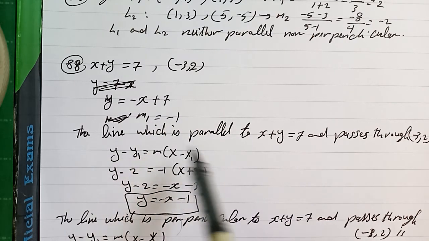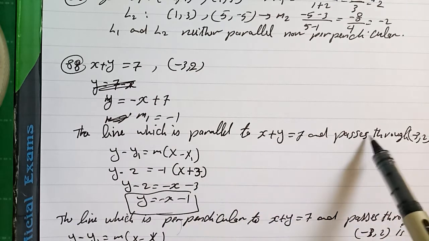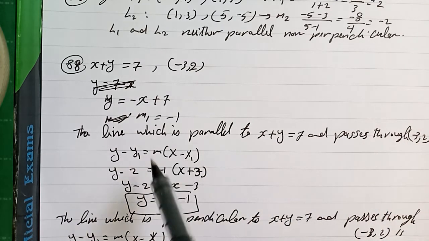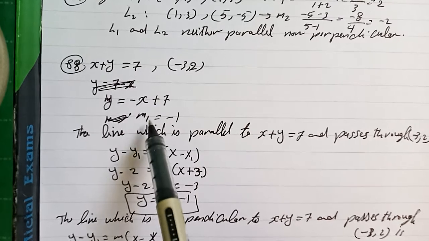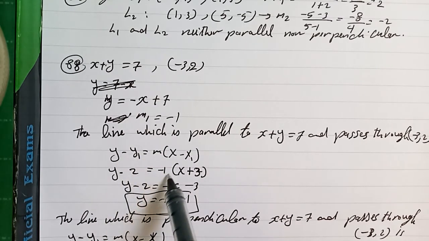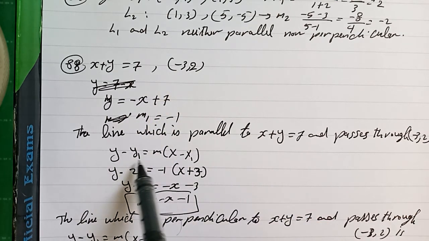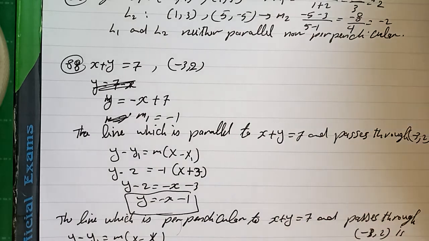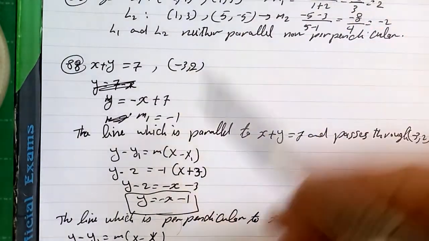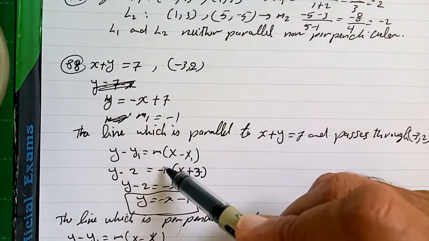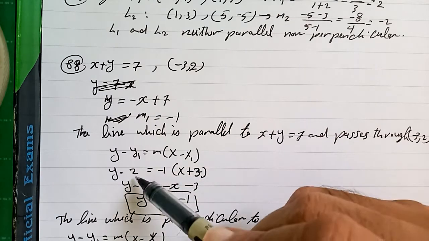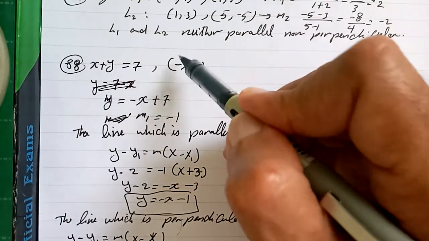The line which is parallel to this line and passes through the point -3 and 2 has the same slope as this one, which is -1, and the point which is -3 and 2. So write it in the point slope form: y minus y1 equals m times x minus x1. Use the same slope of the first line, which is -1, and the point, where this is x1 and this is y1.